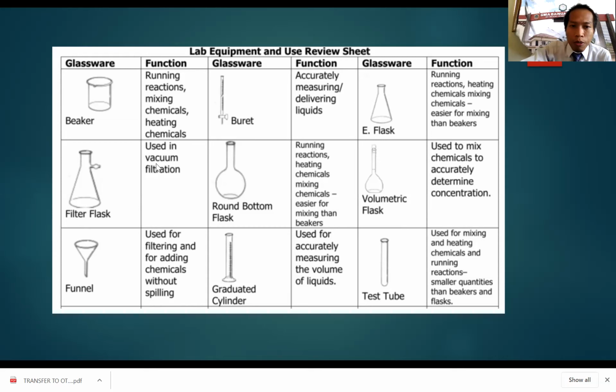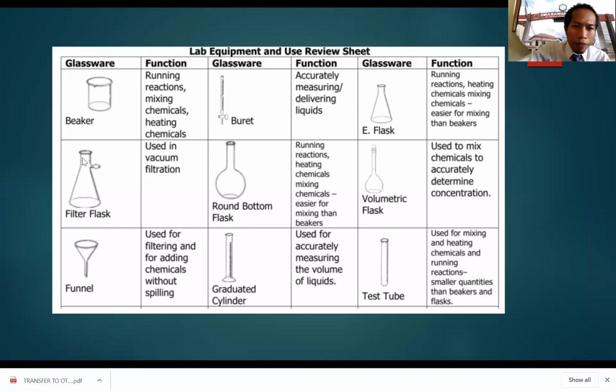I think you know the vacuum, right? Maybe some of you have a vacuum cleaner in your home that can absorb the air. So here also the filtration can be used a vacuum filtration, which is connected to the vacuum machine that can absorb the air inside the flask. So the filtration can be running better.